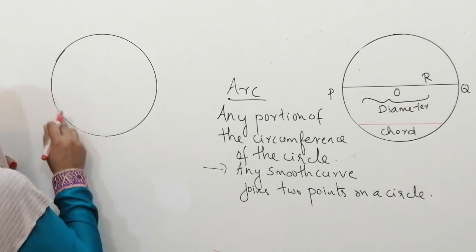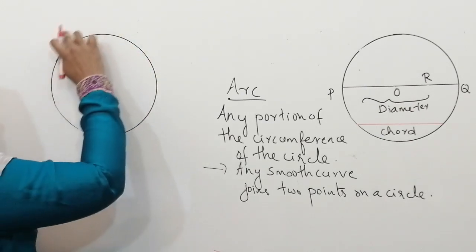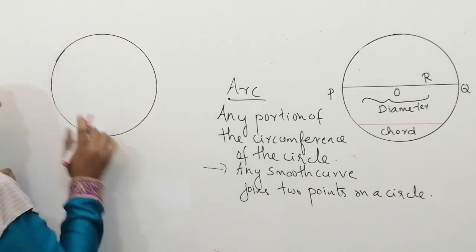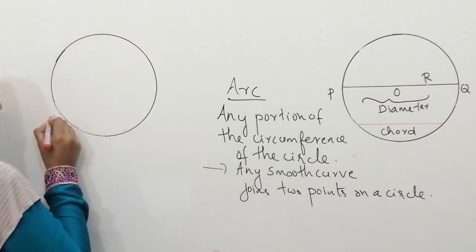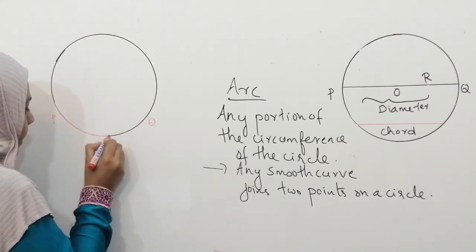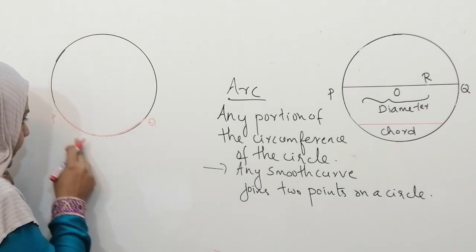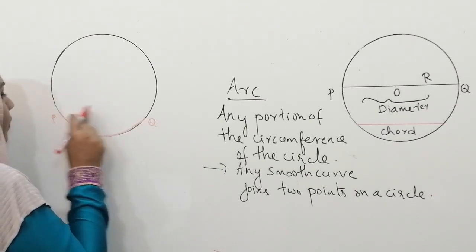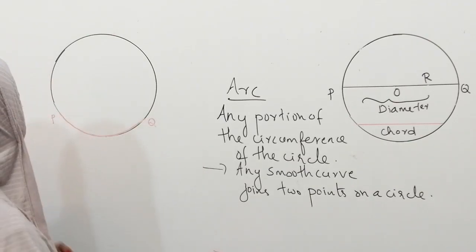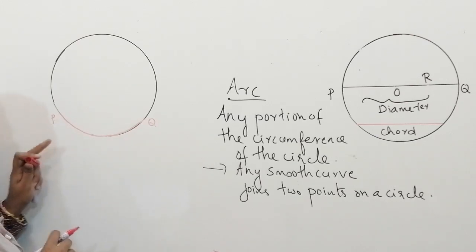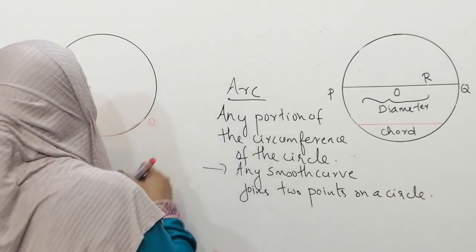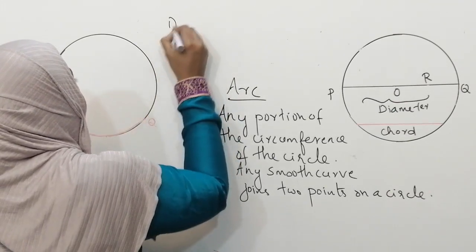So here I am marking. This is our total circumference, right? This is the total length of our complete circle. So any portion of the circumference. Here I am marking P and here I am marking Q. So this also I can take as arc. Any smooth curve joins two points on a circle. It could be minor arc or major arc. So there are two types, minor arc and major arc.